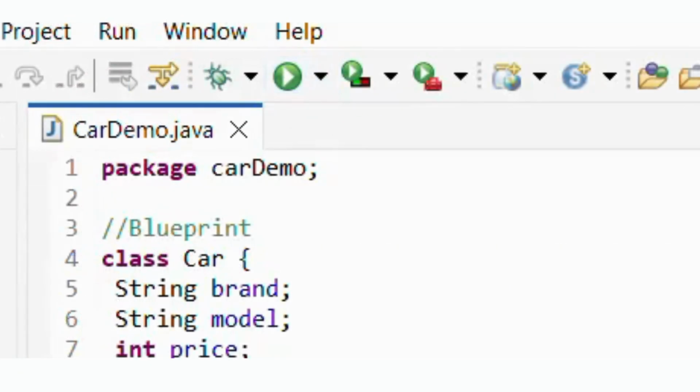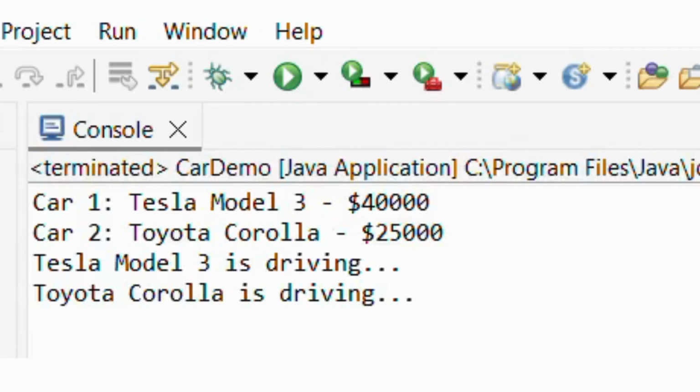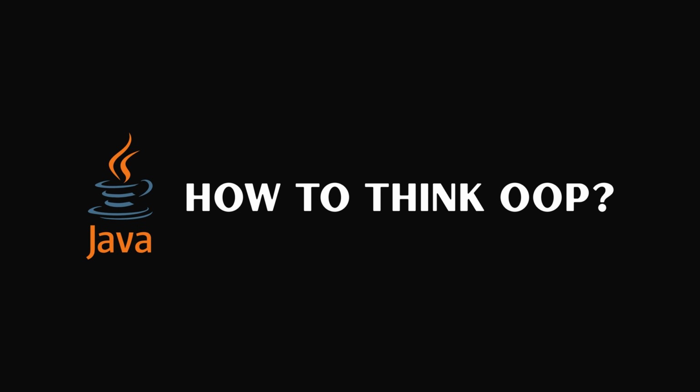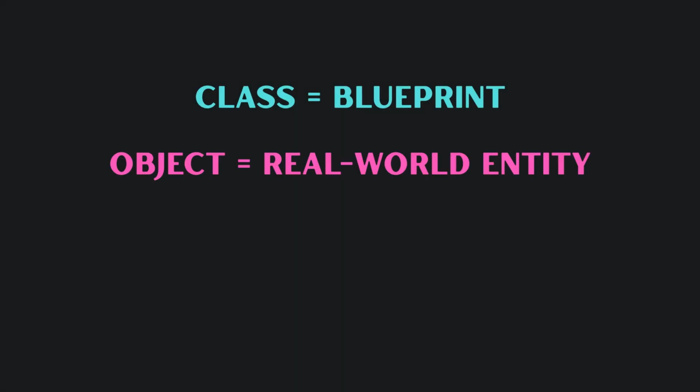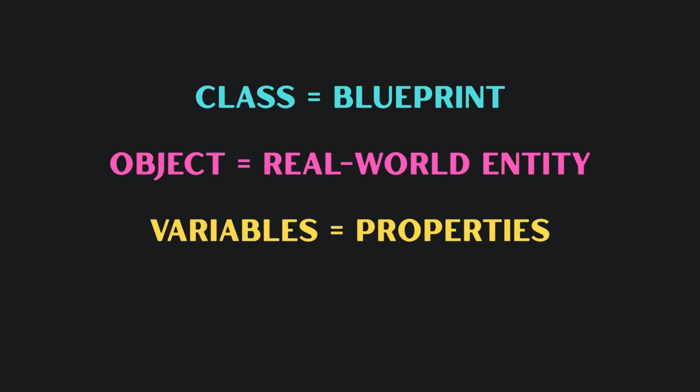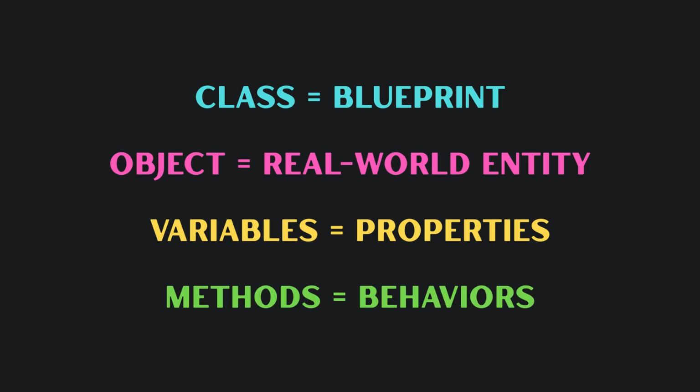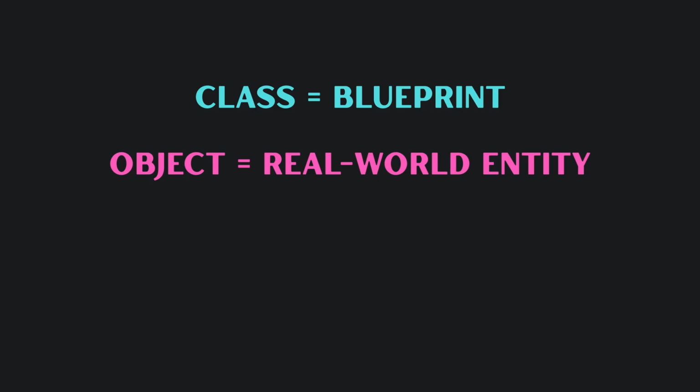So the output will be: car1 is Tesla Model 3 40 grand, car2 is Toyota Corolla 25 grand. Tesla Model 3 is driving, Toyota Corolla is driving. How to think OOP? Class is the blueprint. Object is the real world thing created from the blueprint. And the variables inside a class are properties like brand, model, price. And the methods inside the class are behaviors like drive, brake, honk. So this is the foundation and everything in OOP builds on this.